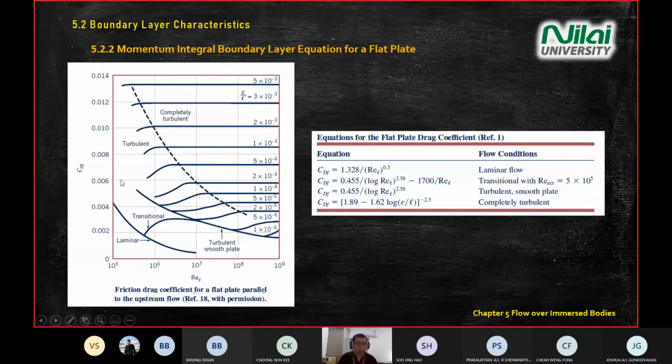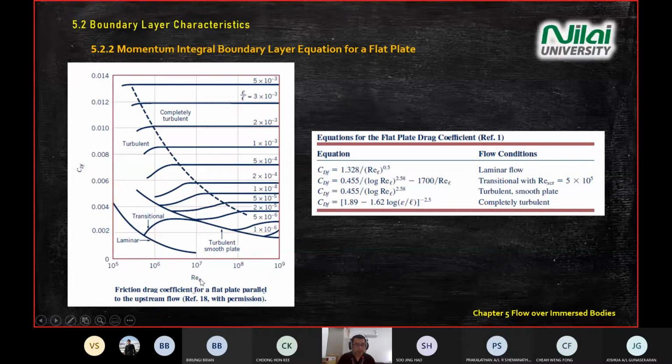Yes. All right. Now we are at question 20. We have CDF on the left. CDF means drag coefficient. And then horizontal, you have the Reynolds number. L refers to a certain length or characteristic length.